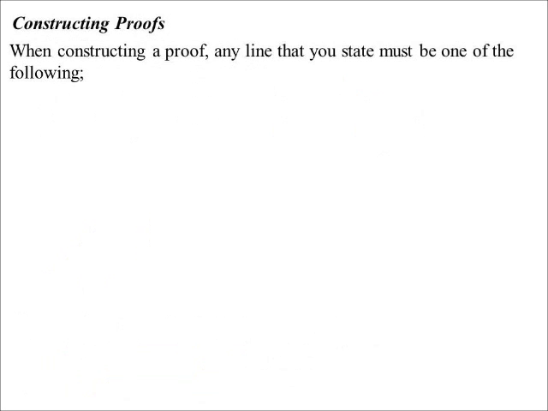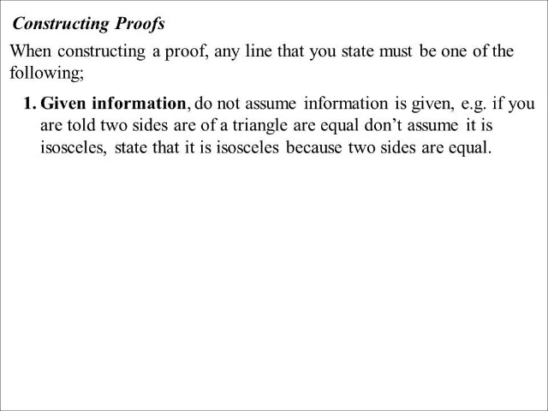All right, when you're constructing your proofs, any line you write down should be some piece of given information to you. Right? So don't assume things given to you though. So you might be told 2 sides of a triangle are equal. That doesn't mean you can say it's an isosceles triangle. You've got to prove it's an isosceles triangle. The information they've given you is 2 sides are equal. So you'd say, well, look, AB is equal to AC. Information was given to me. Therefore, it's an isosceles triangle because 2 sides are equal.